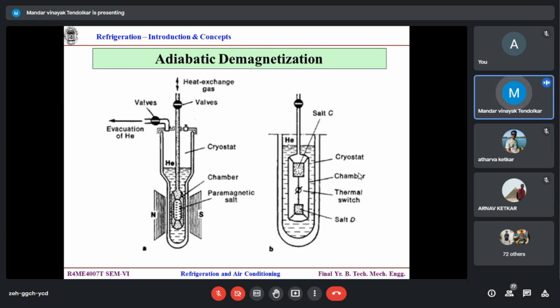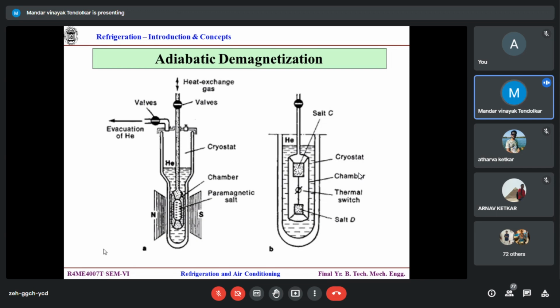And helium is the last gas in the world to liquefy, below that there is nothing. So how to bring the temperature below 4.2 K? What you put is this kind of material. This is a paramagnetic salt, whose magnetic dipoles are randomly oriented.